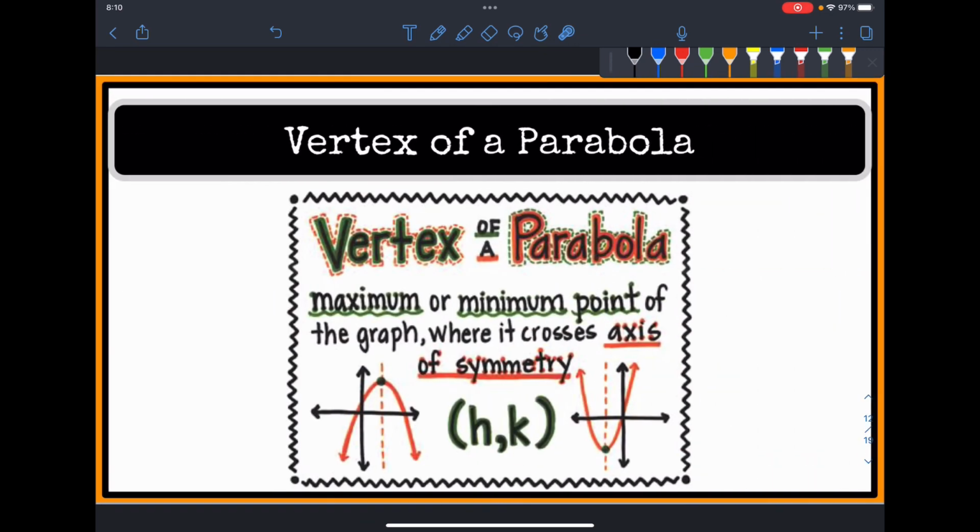Now the vertex again is going to be the highest or the lowest point depending on whether the graph is opening up or down. And because it's the vertex in the middle, basically the middle of the parabola, a vertical line cuts that in half, which is referred to as the axis of symmetry.